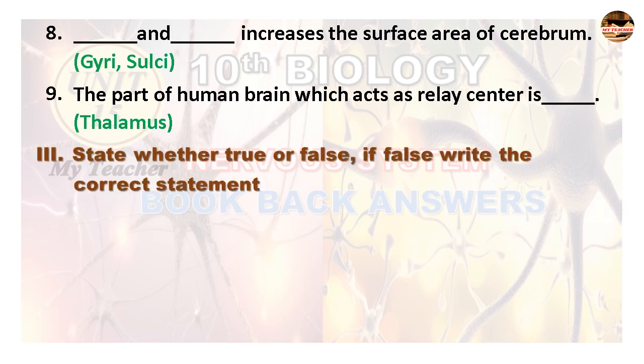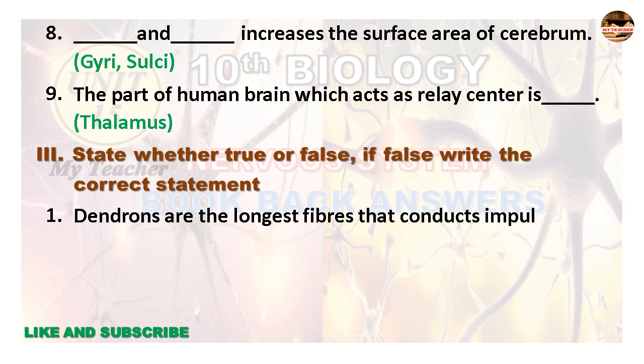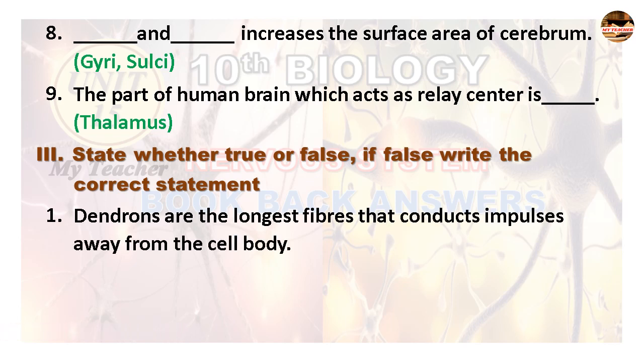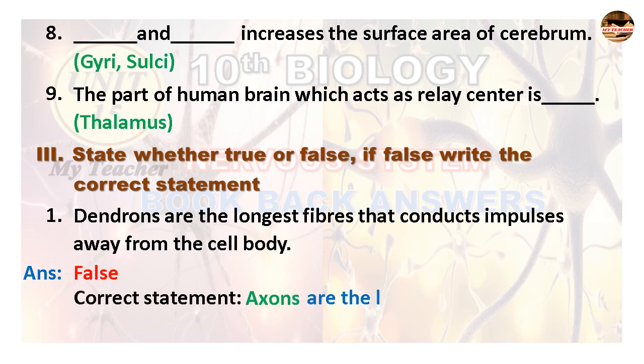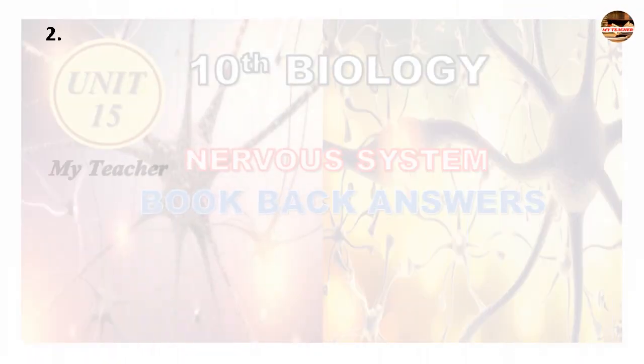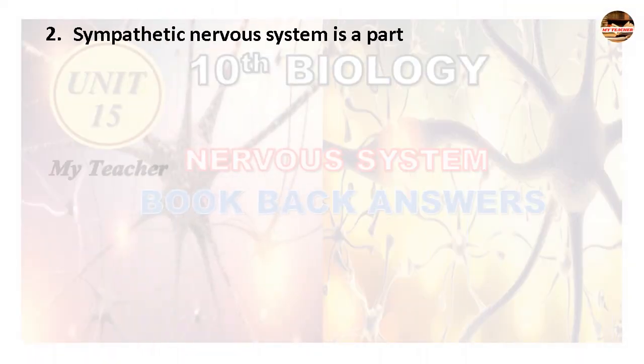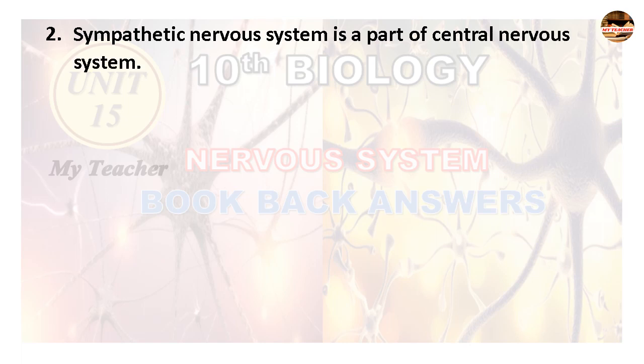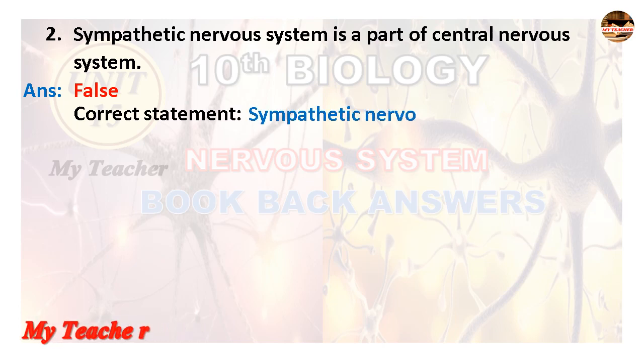State whether true or false. If false, write the correct statement. First one, dendrons are the longest fibers that conduct impulses away from the cell body. Answer, false. Correct statement, axons are the longest fibers that conduct impulses away from the cell body. Second question, sympathetic nervous system is a part of central nervous system. Answer, false. Correct statement, sympathetic nervous system is a part of autonomic nervous system.